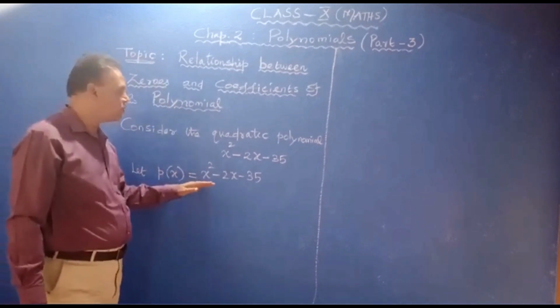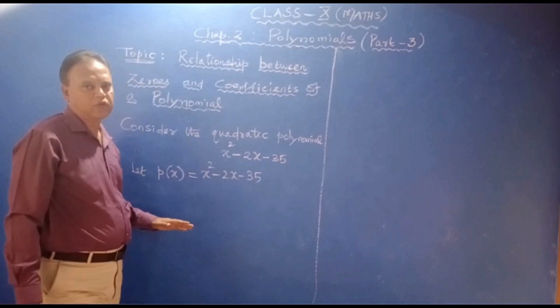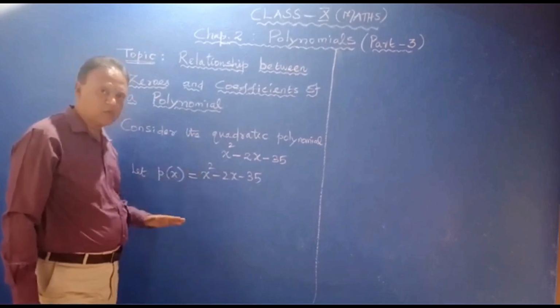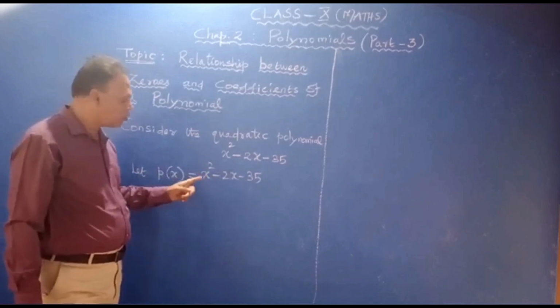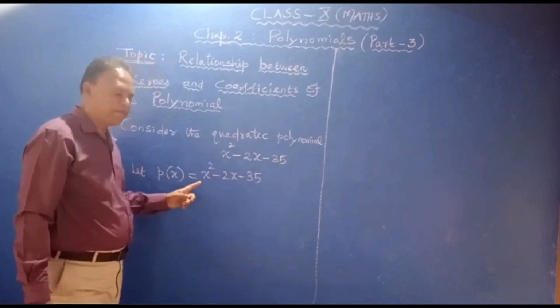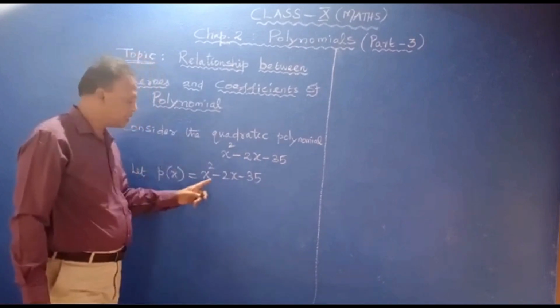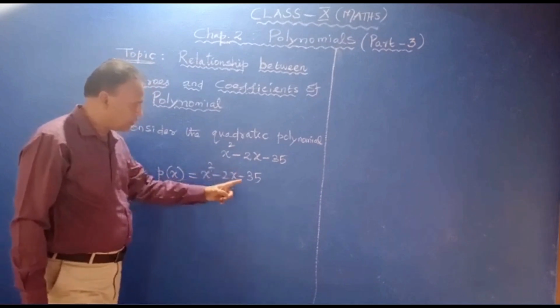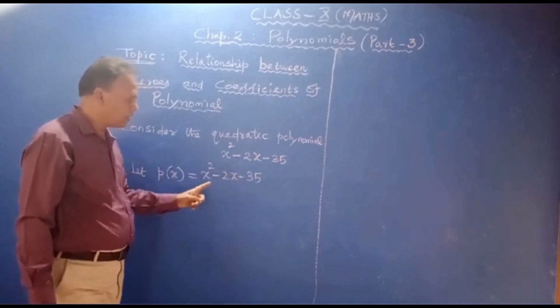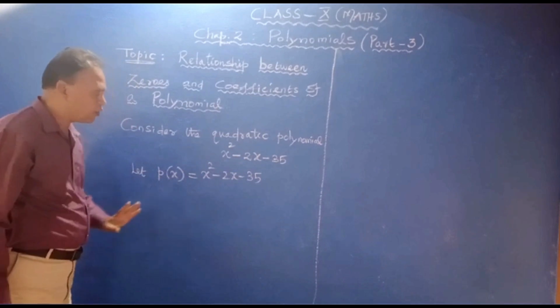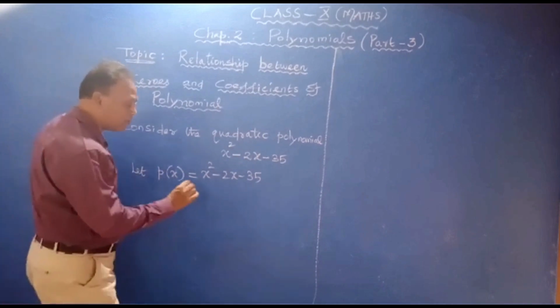Now we have to find out the zeros. To find the zeros, you have to do factorization. Already you have studied this in 9th class. That is splitting the middle term. Here, we can easily do factorization. You see, there is a method for that.